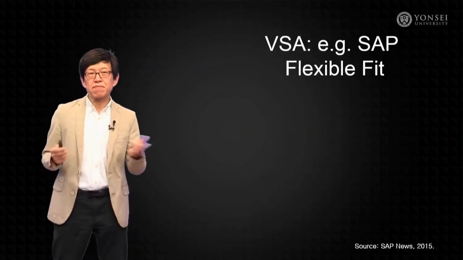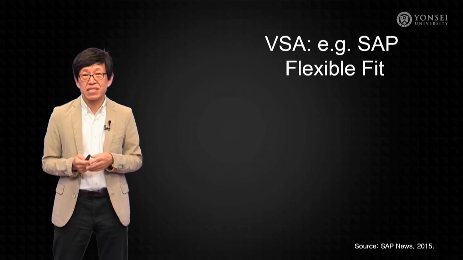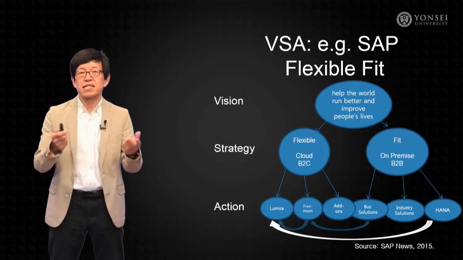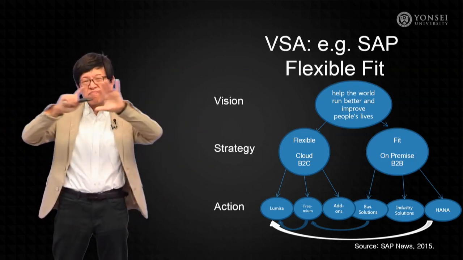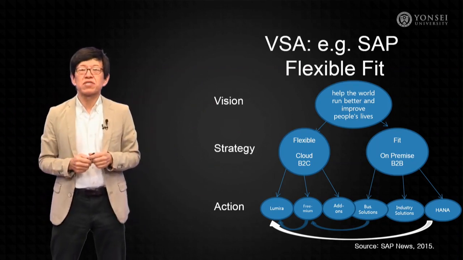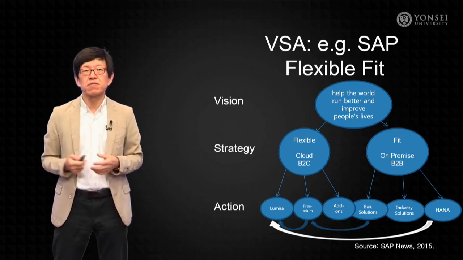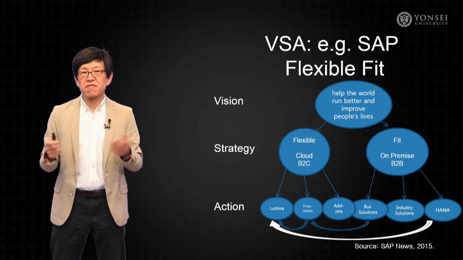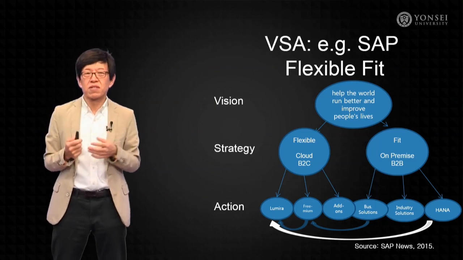Okay, let's just have a simple recap of VSA, because ultimately cross-industry expansion has to make sense. And let's use the example of SAP. And now they have a more overarching vision, which is to help the world run better and improve people's lives. And so that is their vision. And I think it's a vision which allows them to grow.